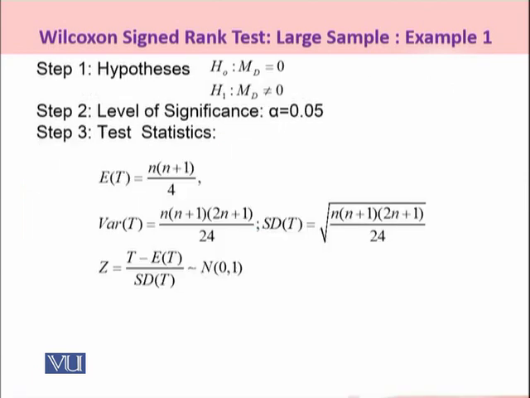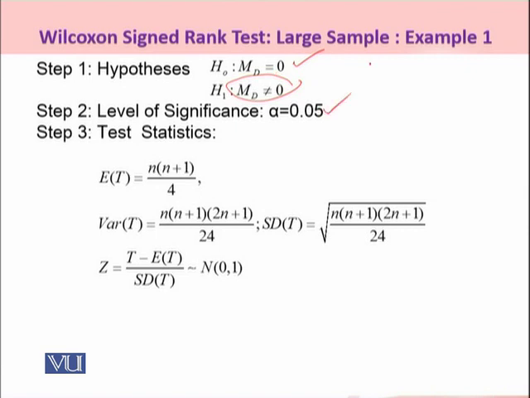The procedure to test the hypothesis under the Wilcoxon signed rank test for the large sample is that first of all we need to construct the pair of hypotheses. So the null hypothesis is MD equal to 0, whereas the alternative hypothesis is that it is different from 0. The level of significance is not given to us, so we'll assume it as 5%.